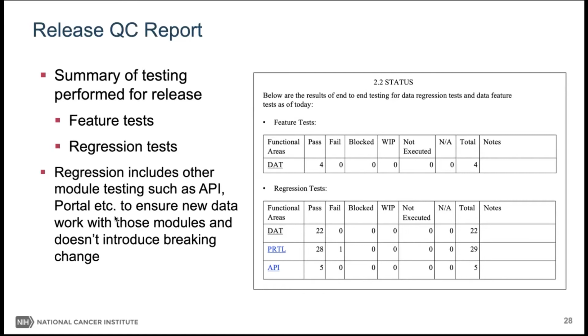Though GDC data releases only contain changes to the data or new data being released, the regression test also includes other modules such as the API portal, which are quite often affected by data changes. These tests ensure new data works with these modules and doesn't introduce any breaking changes. Next slide, please.